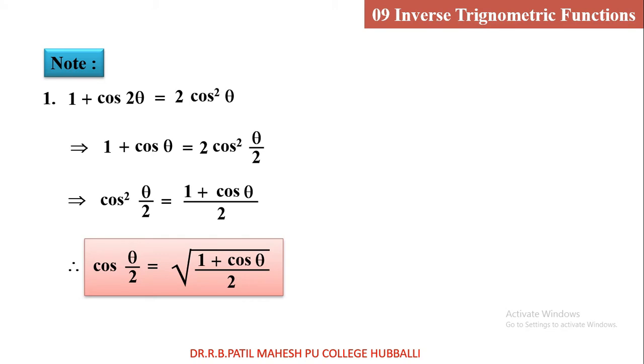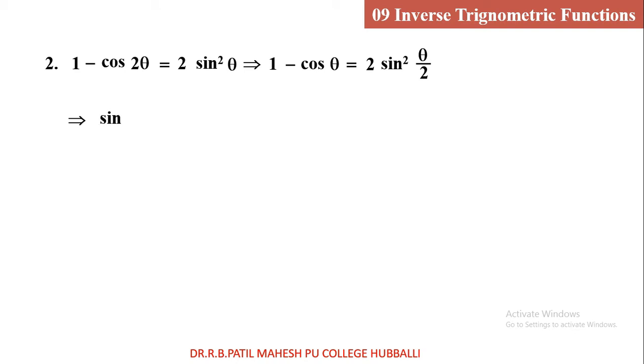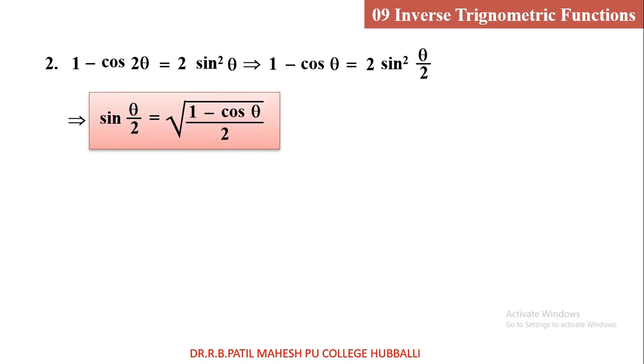From the formula, 1 plus cos theta equal to 2 cos square theta by 2. Similarly, one more we can have 1 minus cos 2 theta is equal to 2 sin square theta. This is another formula. From this, let me write 1 minus cos theta, half angle, that will be RHS 2 sin square theta by 2. So again I will simplify, taking 2 to the left side and squaring on both the sides, so that I am going to get sin theta by 2 is equal to root of 1 minus cos theta divided by 2. This is sin theta by 2.